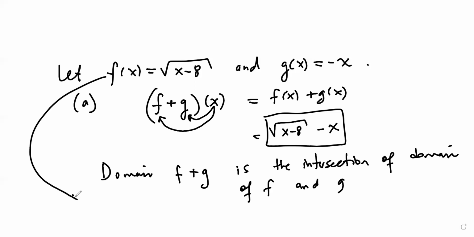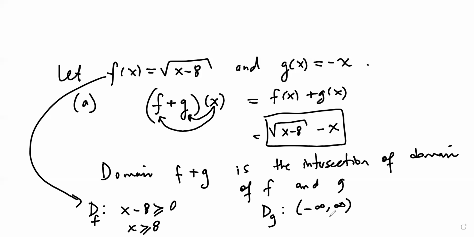To find the domain of f, this is a radical function, so the inside has to be greater than or equal to 0. Inside is x minus 8, so greater than or equal to 0 means x is bigger than or equal to 8. And g is a linear function. So let me say df, that's the domain of f, and the domain of g is going to be all real numbers, because the domain of any linear function is always all real numbers. Now I'm going to find the intersection of these two.